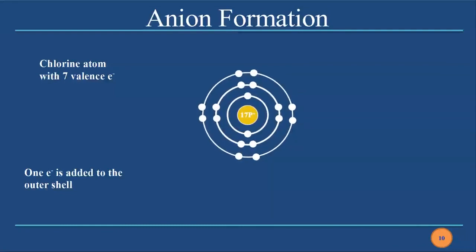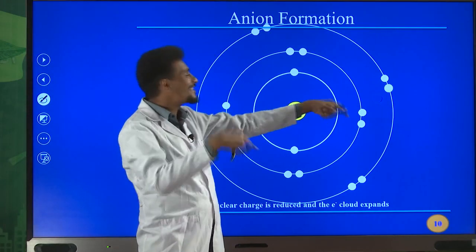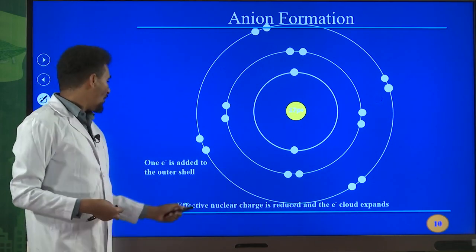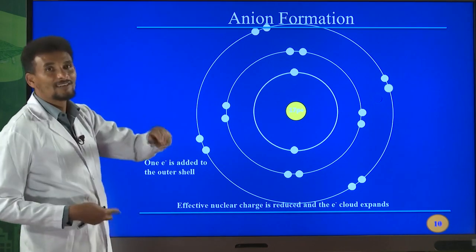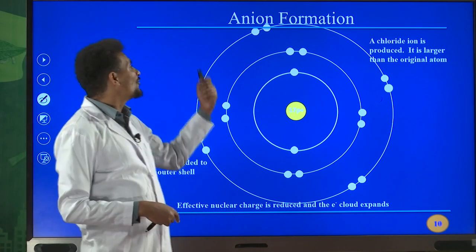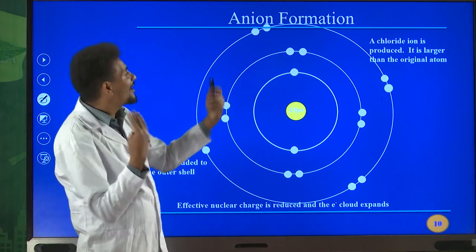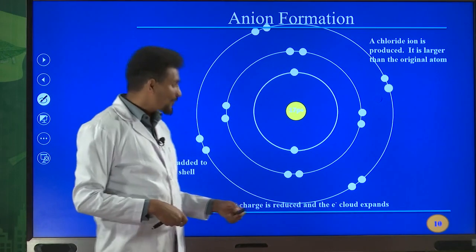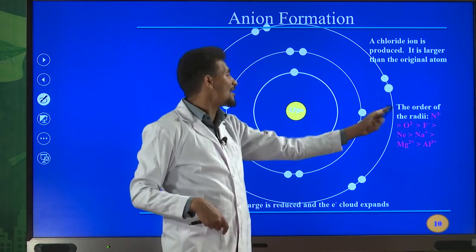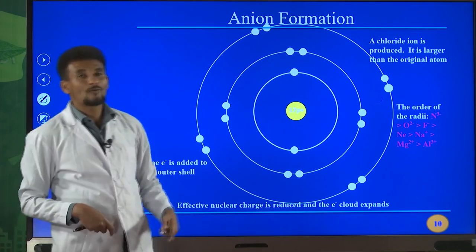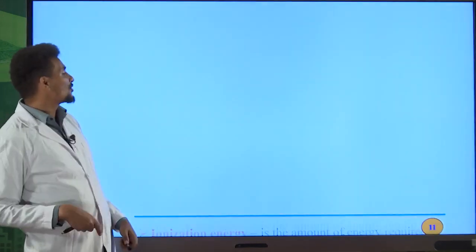What happens? After that, it expands, and this electron goes to this shell. Another extra electron is added. So effective nuclear charge is reduced, and the electron cloud expands. That increases the radius of this ion. Therefore, chloride ion is produced, and this one has greater radius when compared with that of the original chlorine atom. So I told you this one, the order of the radii should be N3 minus greater than that of O2 minus, and the radius of O2 minus is greater than that of F minus. It continues just like that.